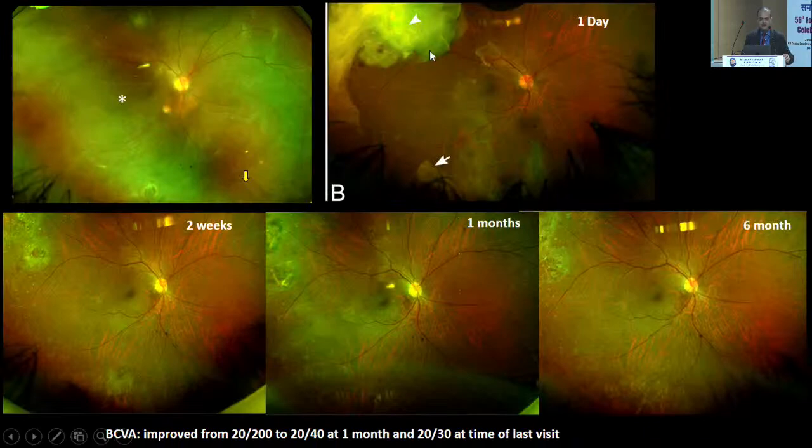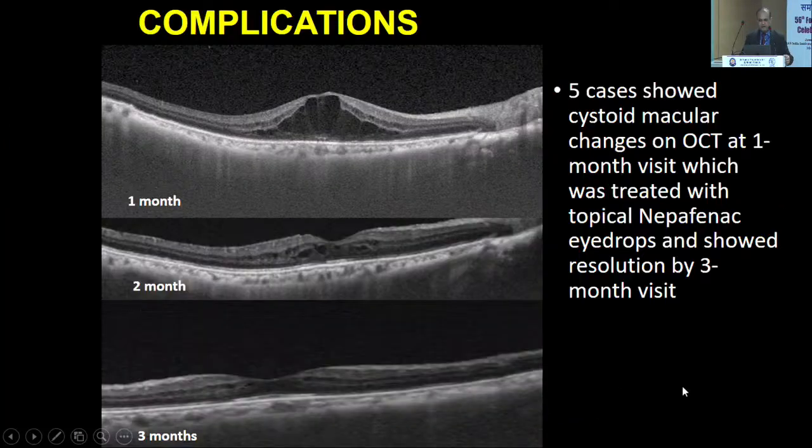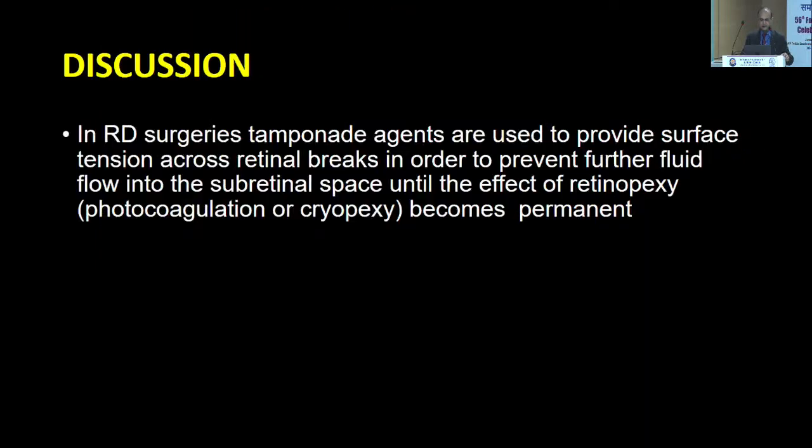This was one of our initial cases actually, and you can see the amount of fibrin which is too excessive. This was the second case which we ever did. But within a span of 2 weeks, that entire excessive coagulum has gone away, leaving behind an attached retina. 5 of our cases showed a cystoid macular edema, but this just went away with topical Nepafenac eye drops. 3 of these patients had an ACIOL and a complicated cataract surgery earlier.